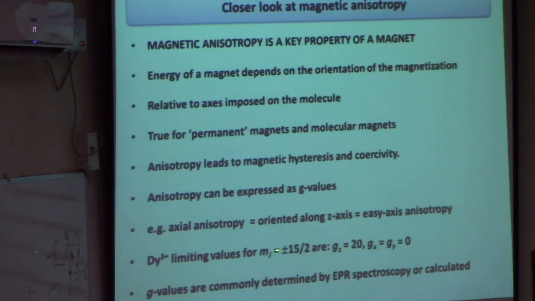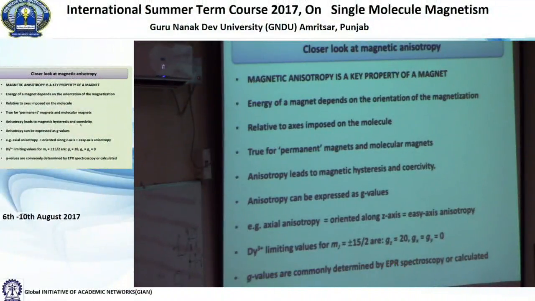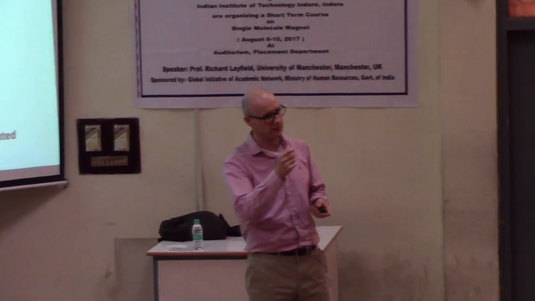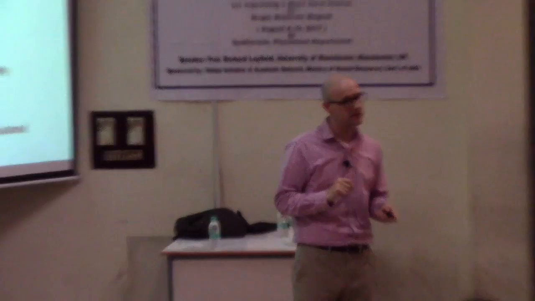You can do likewise for the other MJ states, and you can do exactly the same thing for most of the other lanthanides as well. What we're not going to do is talk about methods of determining G values because it's slightly beyond the scope of the course, but EPR spectroscopy is the experimental way of determining them, or ab initio calculations. So what we've done there really is talk about the ingredients that you need to make a lanthanide single molecule magnet. What we are going to do now is move on and do a compare and contrast with the lanthanides and transition metals to see how the design considerations can vary a little bit.